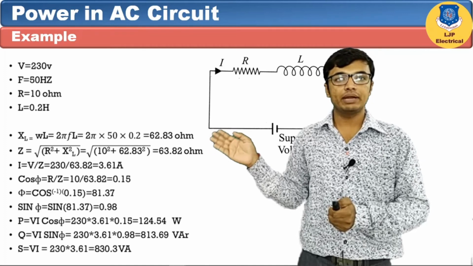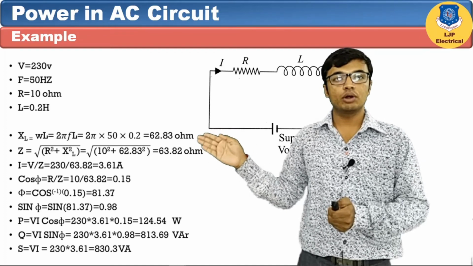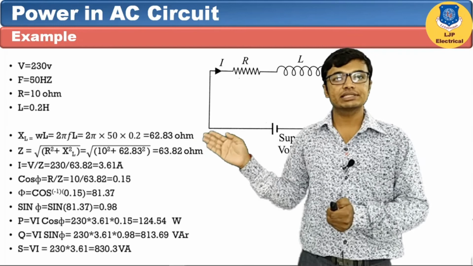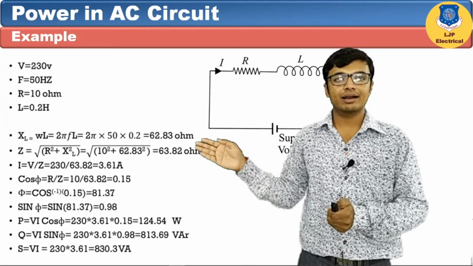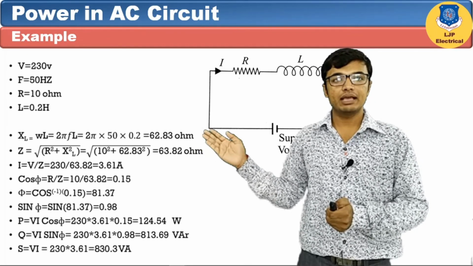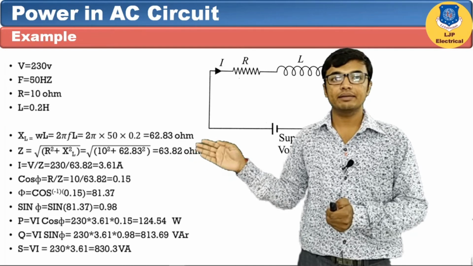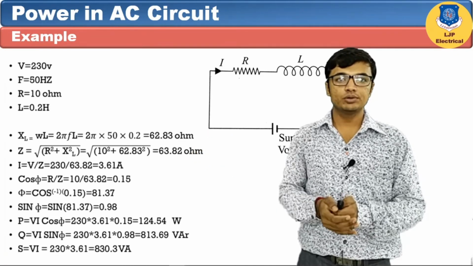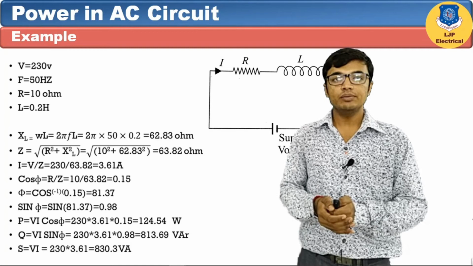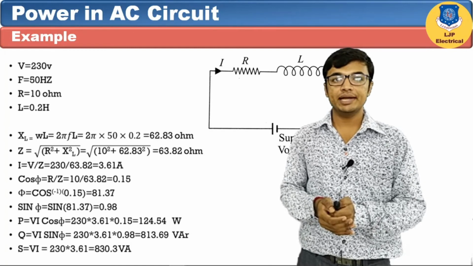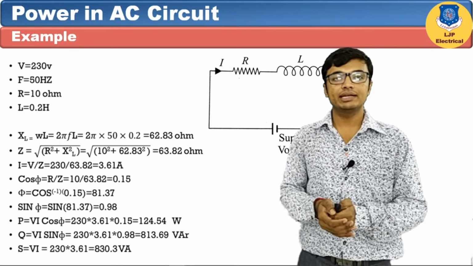After that we have to find out impedance, that is Z is equal to under root of R square plus XL square. So if you put value of R in this equation and value of XL in this equation, we will get under root of 10 square plus 62.83 square. So we will get a value of impedance, that is Z is equal to 63.82 ohm.